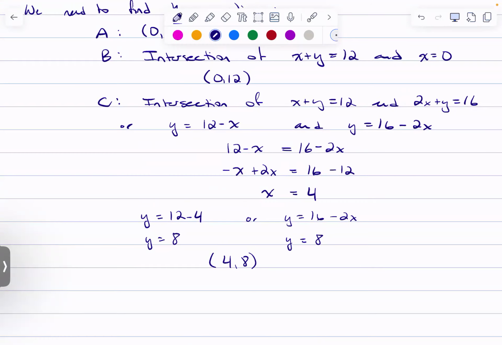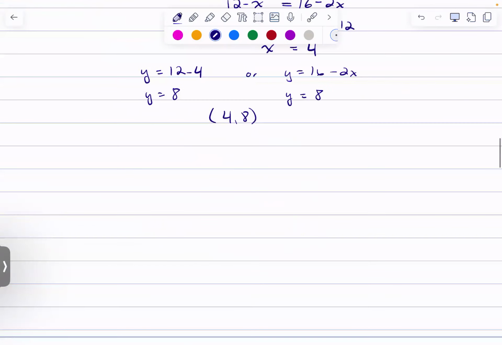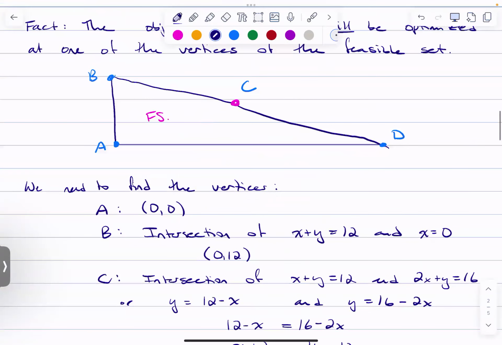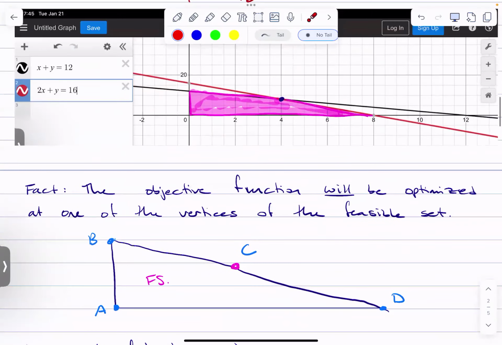How about D? D is the intersection between which line? The red line, which is 2x plus y is equal to 16.